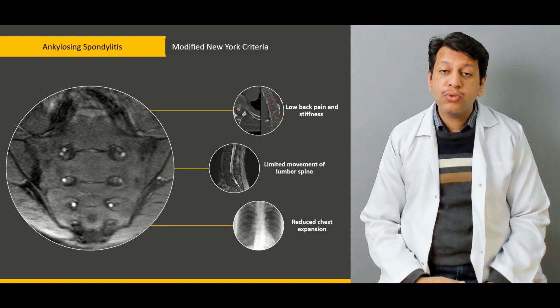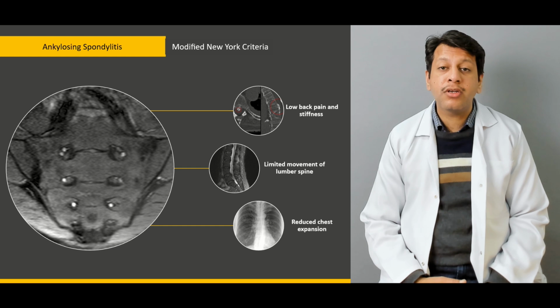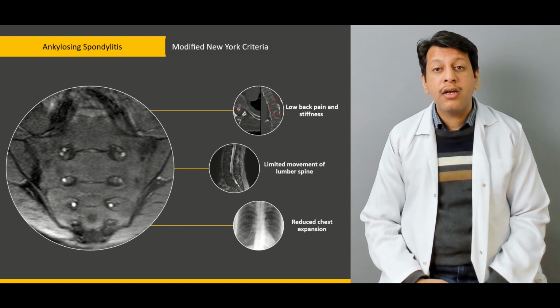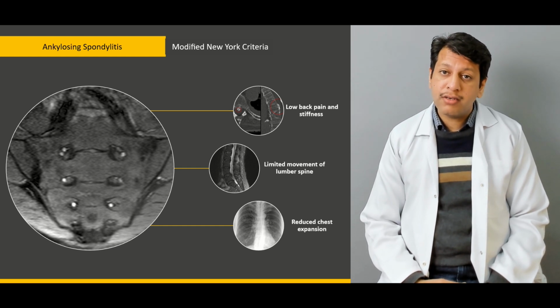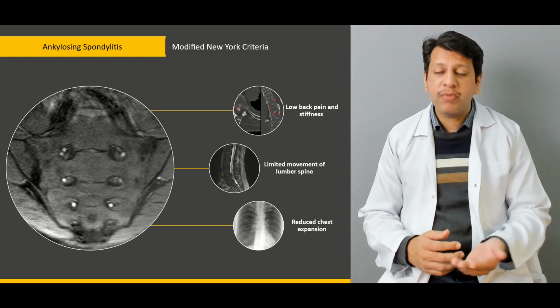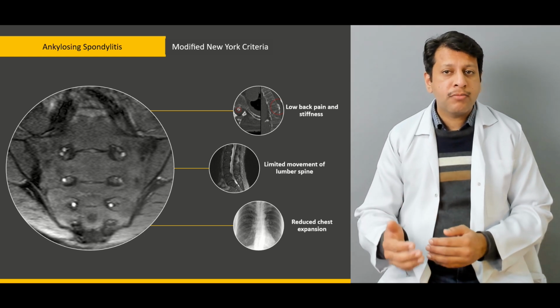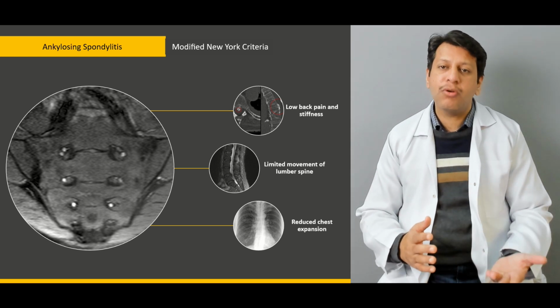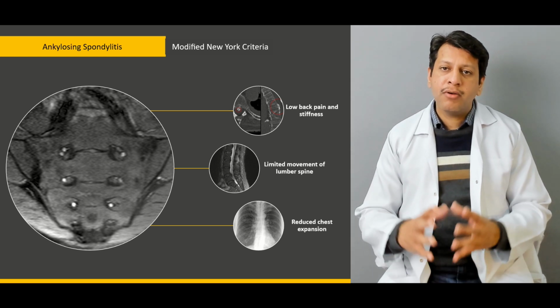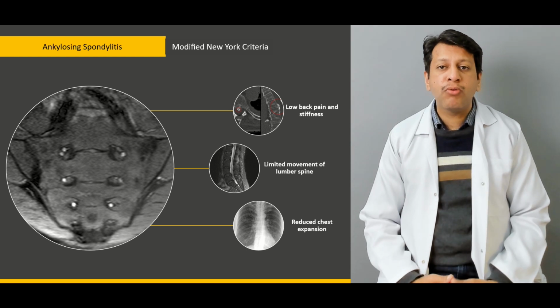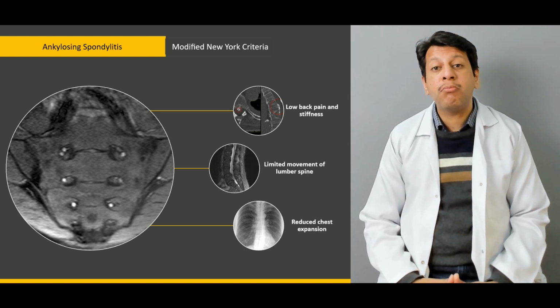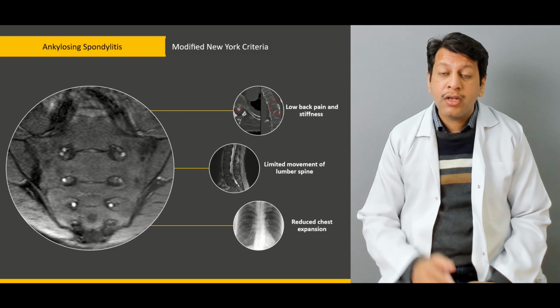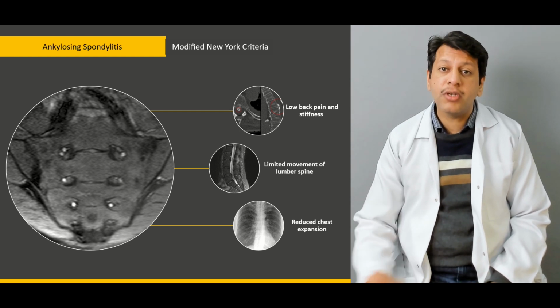Now, reduced chest expansion of less than 2 centimeters is very classical of ankylosing spondylitis. Usually patients who present with low back pain and reduced range of motion, but with normal chest expansion, are less likely to have ankylosing spondylitis. In a patient who presents with low back pain and decreased range of motion, one must look for the chest expansion as well.